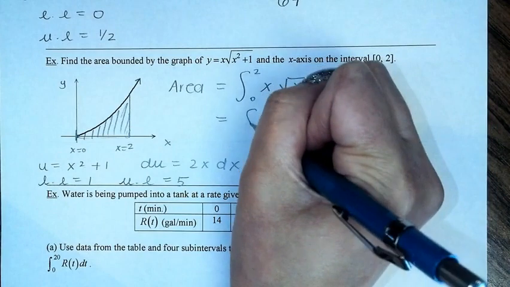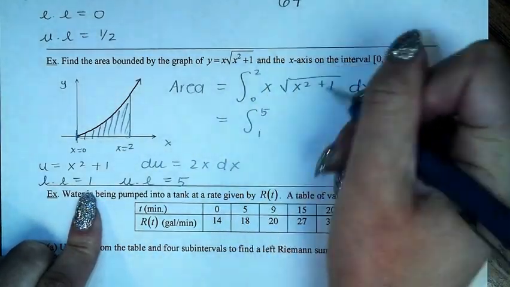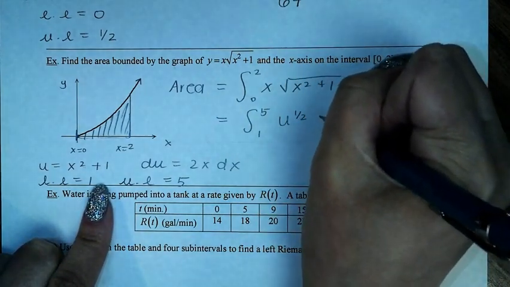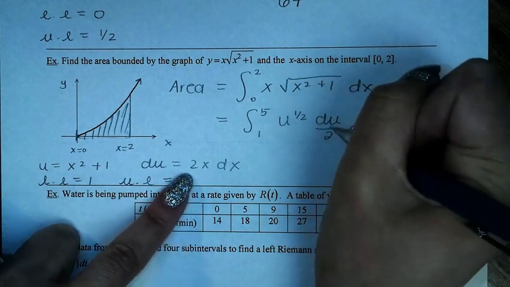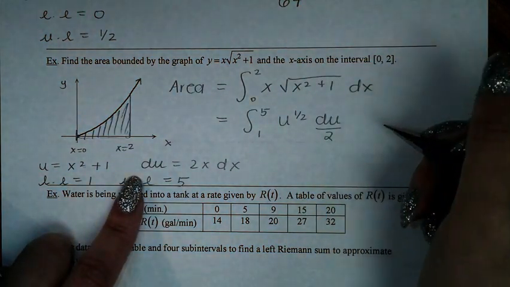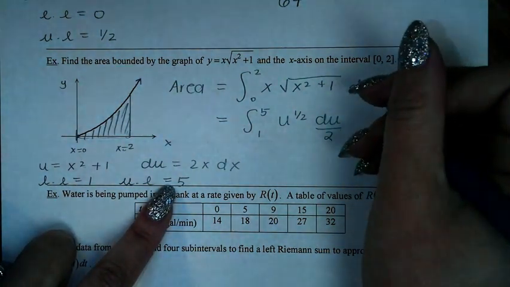So we change my limits of integration and my expression, and I'm going to have that it's from 1 to 5, and then you have that it's going to be u to the power of 1/2 du divided by 2, because you can see that you don't have that 2, even though I didn't put it here because I was running out of space, I put it here. So you have that this is going to be equal to what?